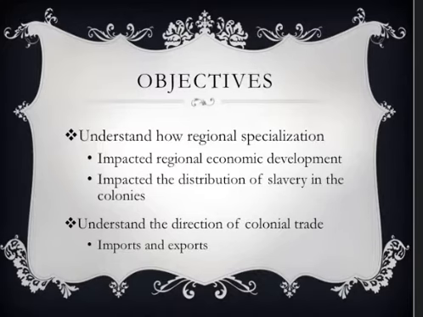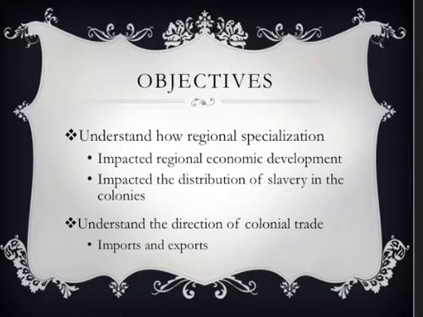So we're going to take a look at regional specialization, but in particular, we want to take a look at how regional specialization impacted regional economic development in the colonies. In particular, why did certain areas of the colonies specialize in the productions of certain goods? So that's what we're going to be concerned with. For example, what did New England produce? What did the middle colonies produce? And what did the southern colonies produce?